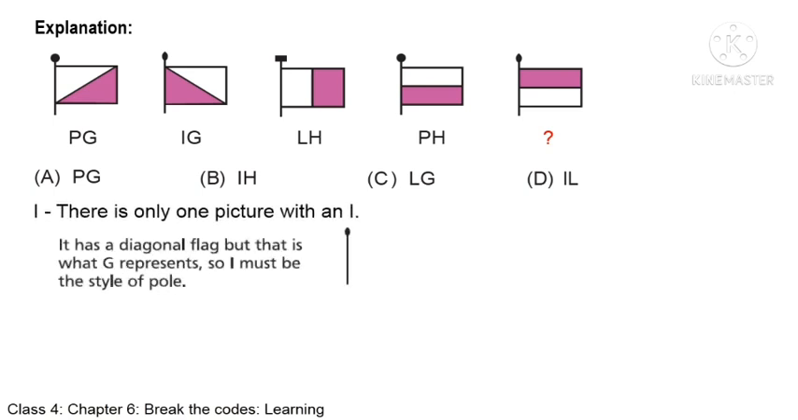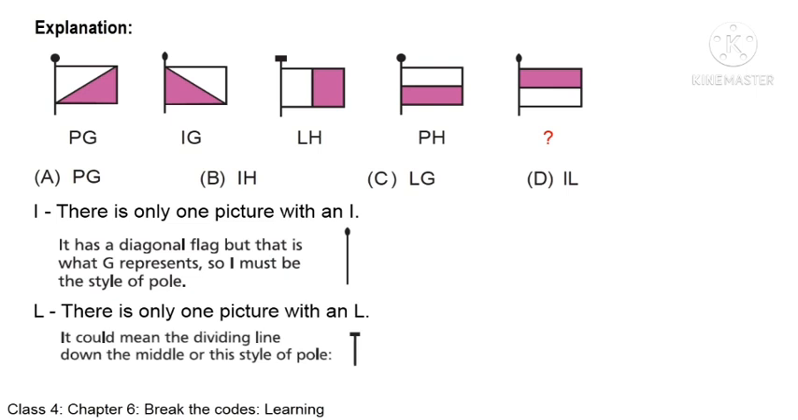There is only one picture with an I. It has a diagonal flag, but that is what G represents. So I must be the style of the pole. There is only one picture with an L. It could mean the dividing line down the middle or this style of pole.